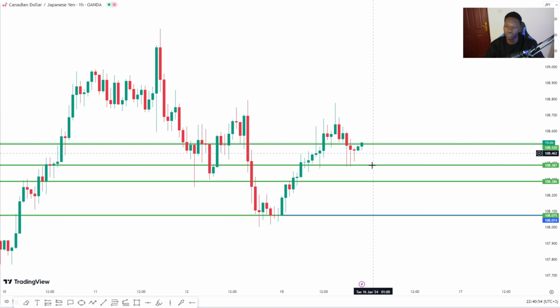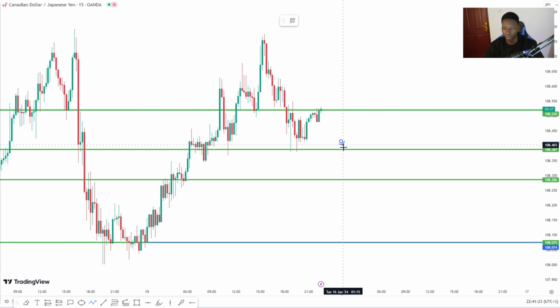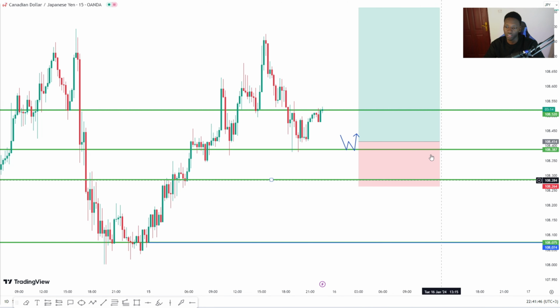I'll only be looking for buys when price comes and bounces off at either of these support levels on the 1 hour time frame, and we get a 1 hour bullish candlestick close. After that, I'll come to the 15-minute time frame and be looking for something like a W, wait for price to come and retest its neckline, then I'll be taking a buy.